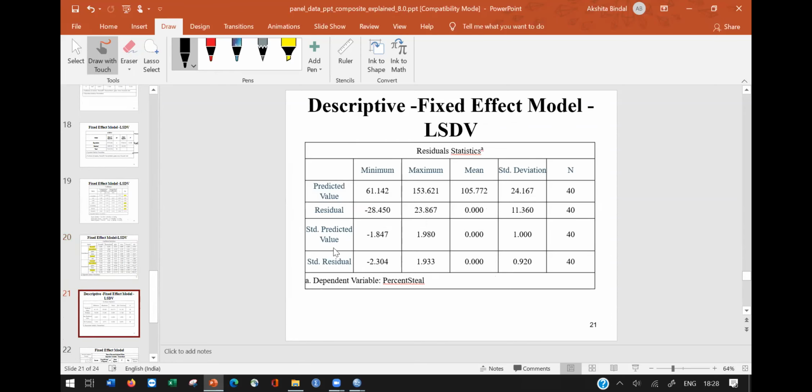For descriptive statistics, we have the minimum value, maximum value, mean, standard deviation, and n is 40. Then residuals, which are the error terms, standard predicted values, and the standard residuals. You know the difference between the unstandardized and the standardized. The standardized is adjusted as x minus x bar over standard deviation, and the unstandardized is without the adjustments.